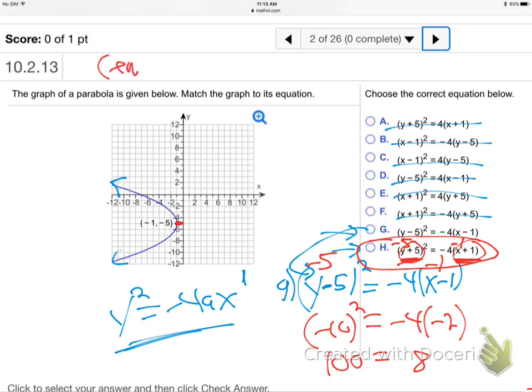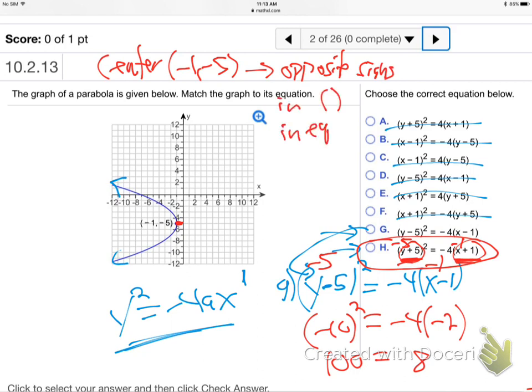So let me write that. The center, minus 1, minus 5, opposite signs in the parentheses in the equation. Always. For all these shapes. So we're expecting x plus 1, because that's the x, and y plus 5 when we look at the equation. And you're right. That's the other easy way we could have recognized that. Good. H and K. That's the HK thing.